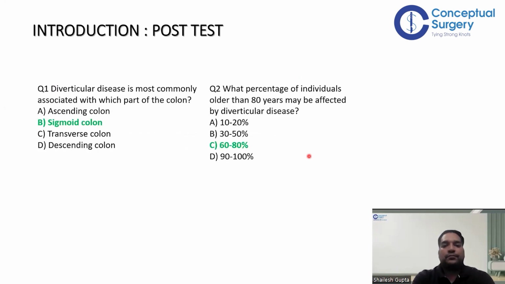So diverticular disease is most commonly, ये point discuss नहीं करा, but मैं आगे discuss करूंगा. Most commonly sigmoid colon के अंदर होता है, right? And what percentage of the individual older than 80 will be affected by diverticular disease? Answer is 60 to 80% of people more than 80 years of age will going to have basically diverticular disease. So Dr. Alpana, descending colon से भी ज्यादा most common sigmoid colon के अंदर होता है. So you just remember sigmoid colon, right?